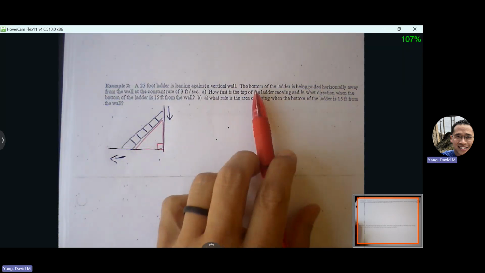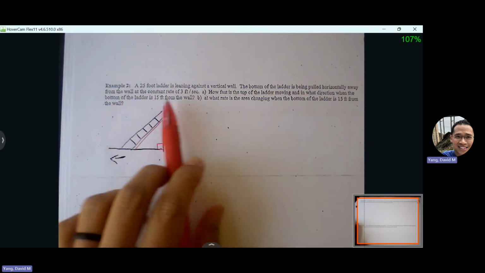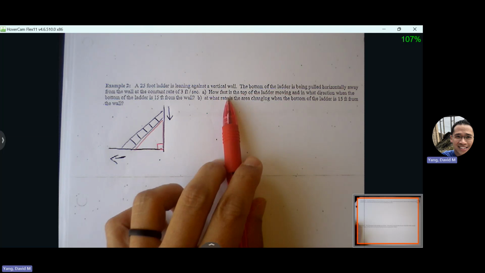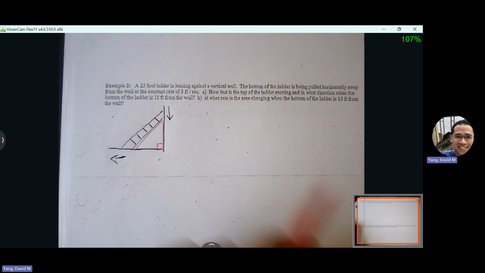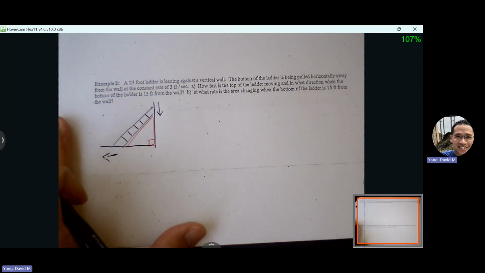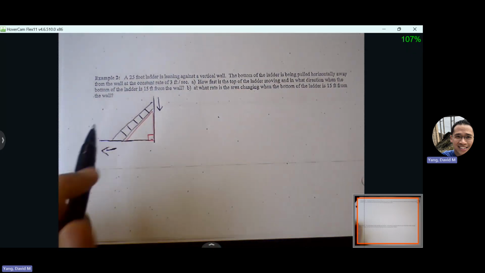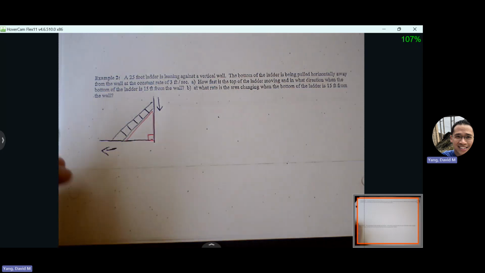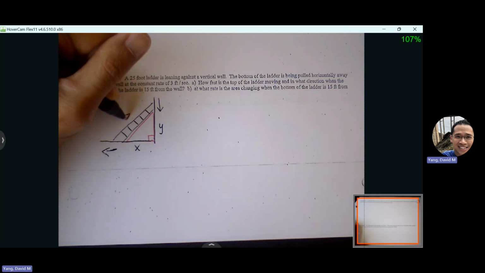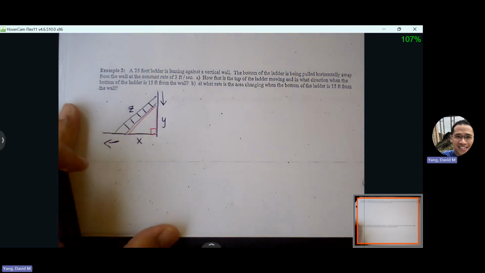The bottom of the ladder is being pulled horizontally away from the wall at a constant rate of 3 feet per second. How fast is the top of the ladder moving, and in what direction, when the bottom of the ladder is 15 feet from the wall? So we're working with the sides of a right triangle, and because of that, I'm going to label each of the sides with a variable here. I'm going to call this x, y, and z.